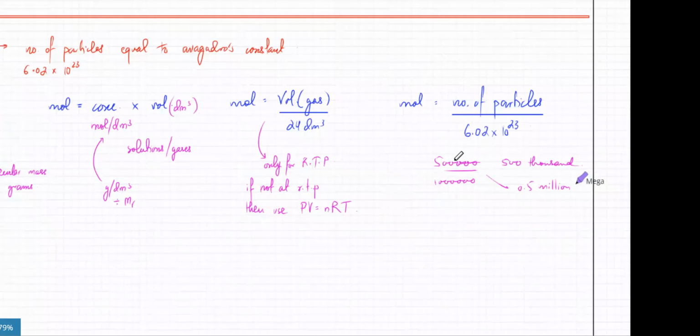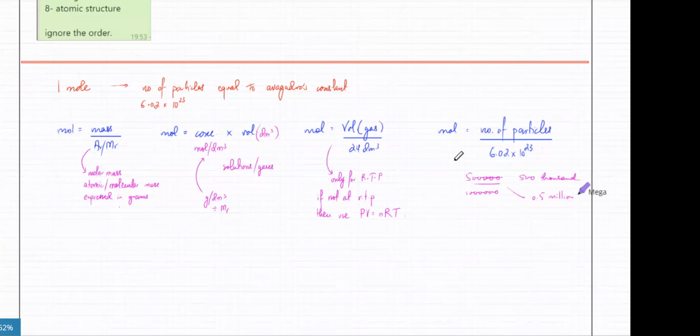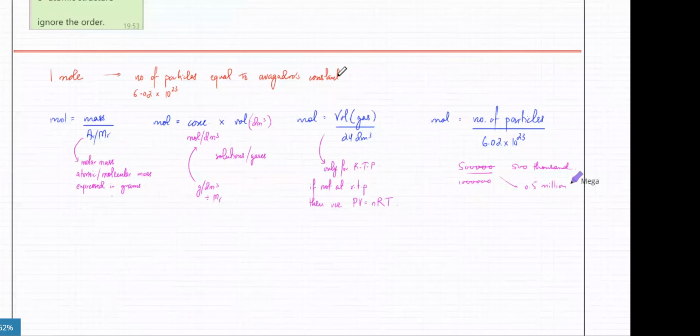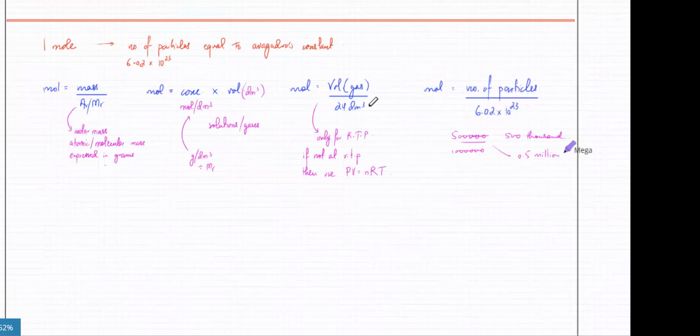So you've got these 4 formulas. Make sure you're careful about this formula, the volume of gas formula. In O levels, you always used 24 dm cube, but now you have to be very careful that it only applies at RTP. Otherwise, you're going to use PV is equal to nRT. So anyway, we are counting atoms and molecules and electrons. Everything is counted in moles.